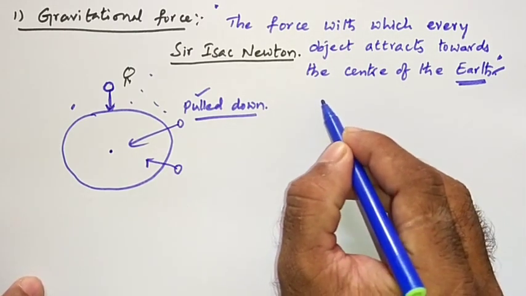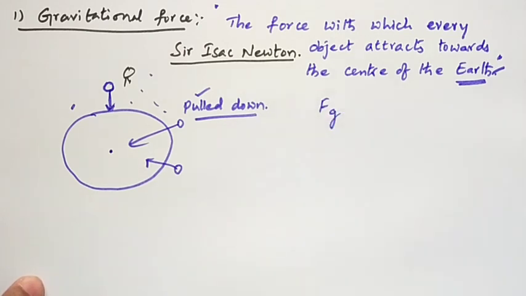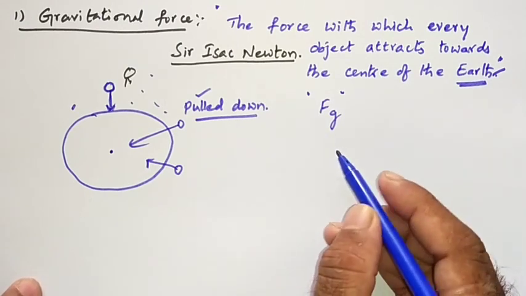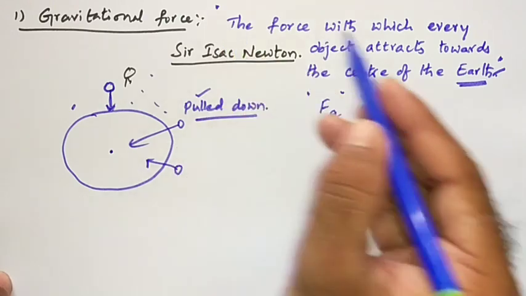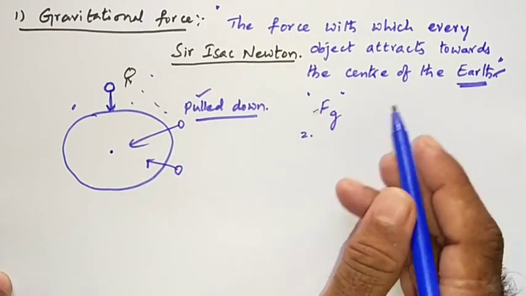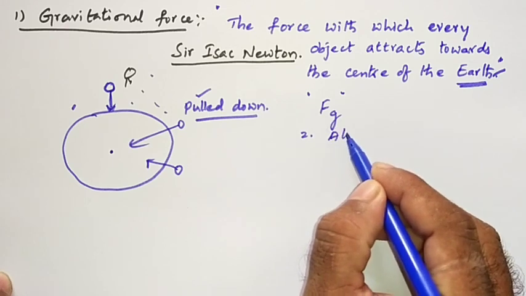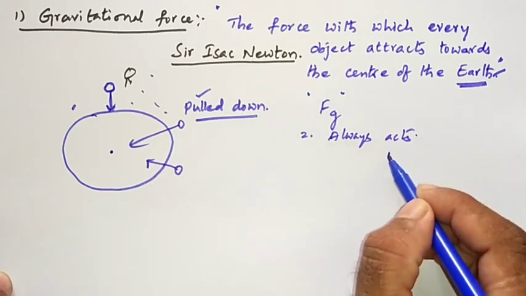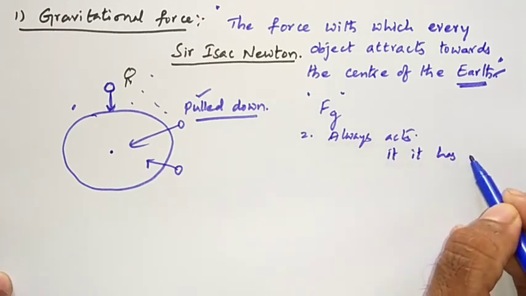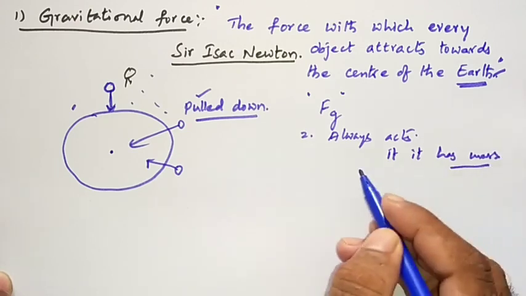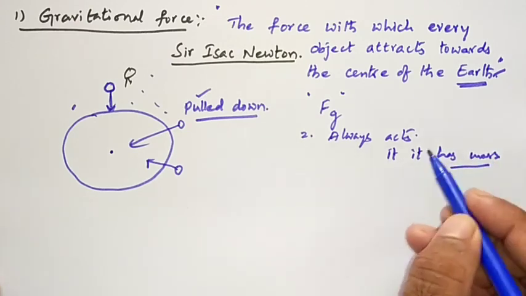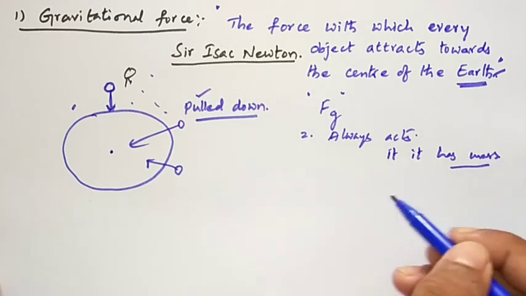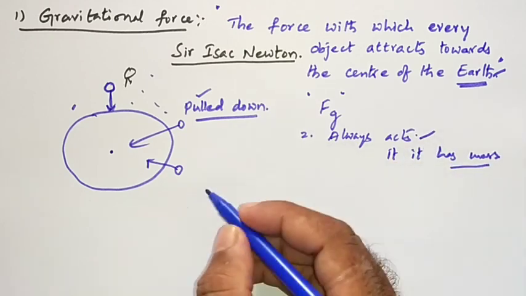It is denoted by Fg, with a small g. That is the symbol for gravitational force. Next is when it acts. It always acts on a body, if it has mass. If it has mass, definitely gravitational force exists. Without mass, can a body exist? No, no body can exist without mass. So gravitational force always acts on the body.